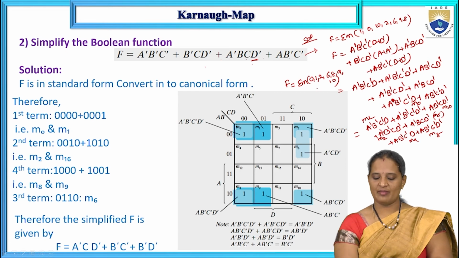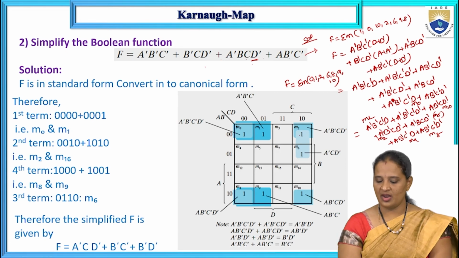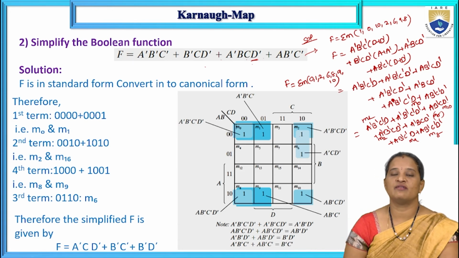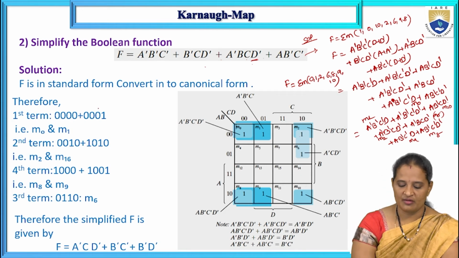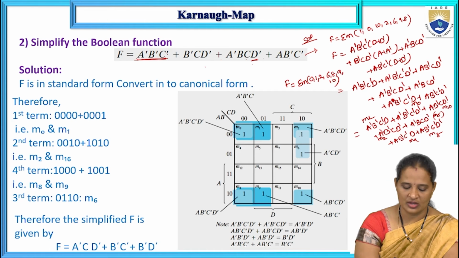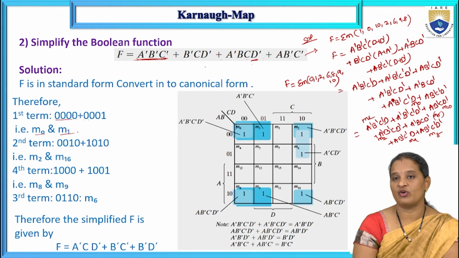So like this you can map: M0, M1, M2, M6, M8, M9, M10. Or else we can also convert a given expression into standard canonical form this way. First take the first term. What is the binary equivalent of this one? 0, 0, 0, where D is missing. So the D value can be either 0 or 1. So I can write this one as 0, 0, 0, 0 plus 0, 0, 0, 1. So that is M0, M1.